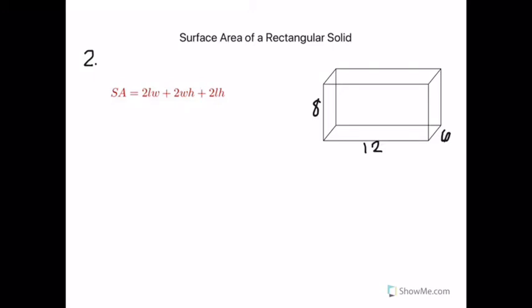All right, number 2. Here you can see my rectangular solid, my rectangular prism. My height is 8. My length is 12. And my width is 6. Plug into your formula.